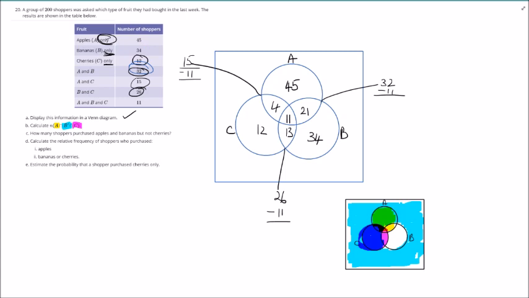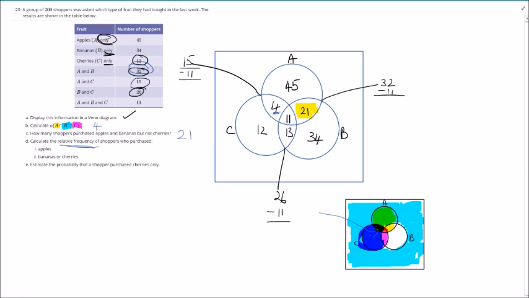And we notice that if we colored correctly, if we look at the Venn diagram, everything that is overlapped is that little triangle there. So that is 4. It says N. N means how many, not the probability, so it's just 4. How many shoppers purchased A and B but not C? A and B but not C is here. So we have 21.